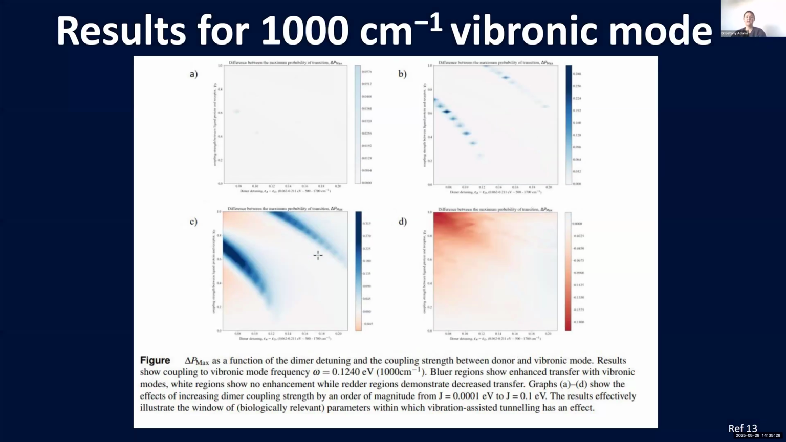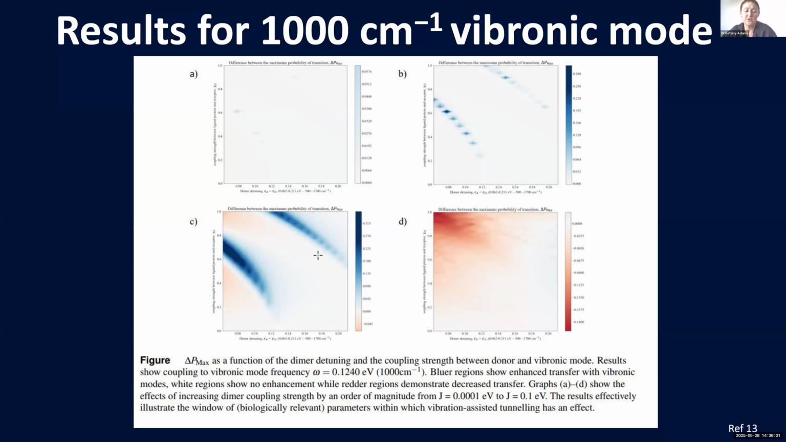So this is for the other vibrational mode that we chose. Once again, the figures A, B, C, and D represent different coupling strengths between the donor and acceptor levels, from weakly coupled to strongly coupled. This vibrational mode shows the same trend as the last one I showed you, with increased enhancement in transfer probability with coupling strength, but only up to a point before the vibrational mode acts against electron transfer.